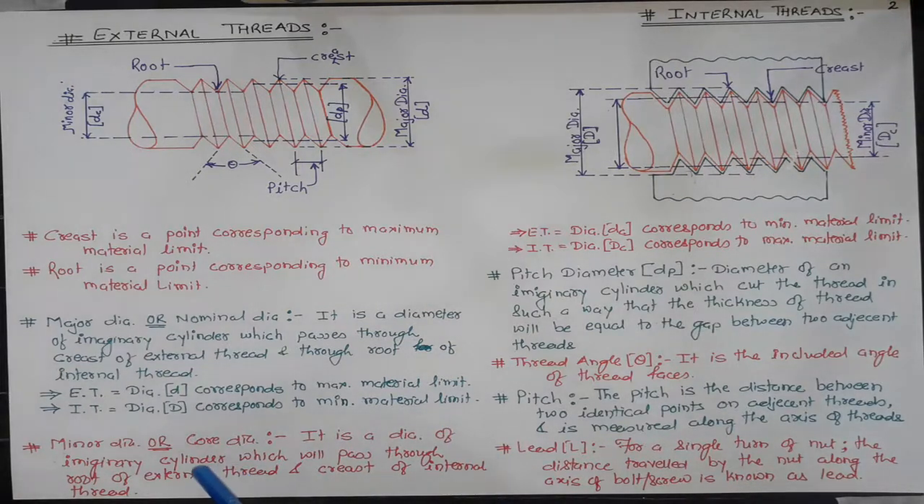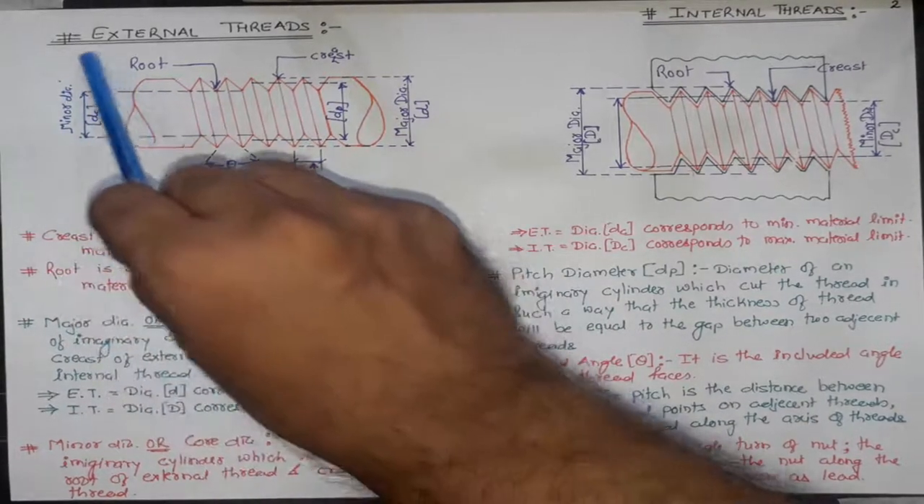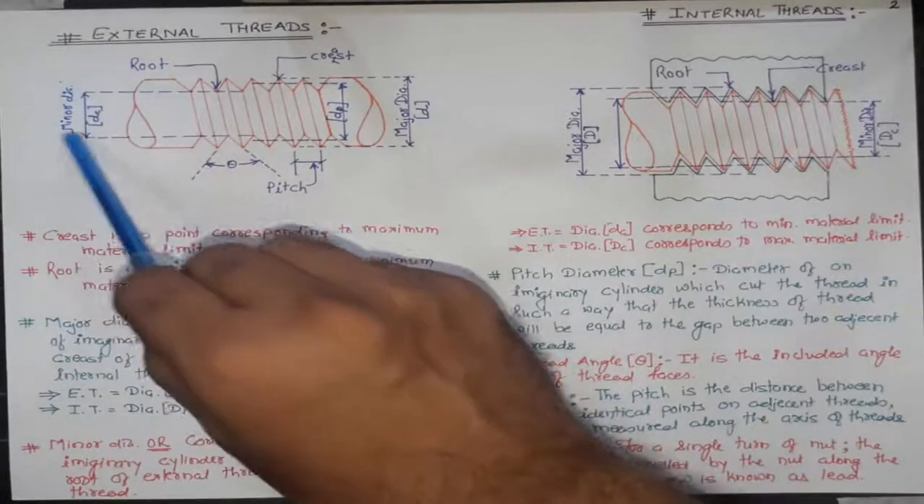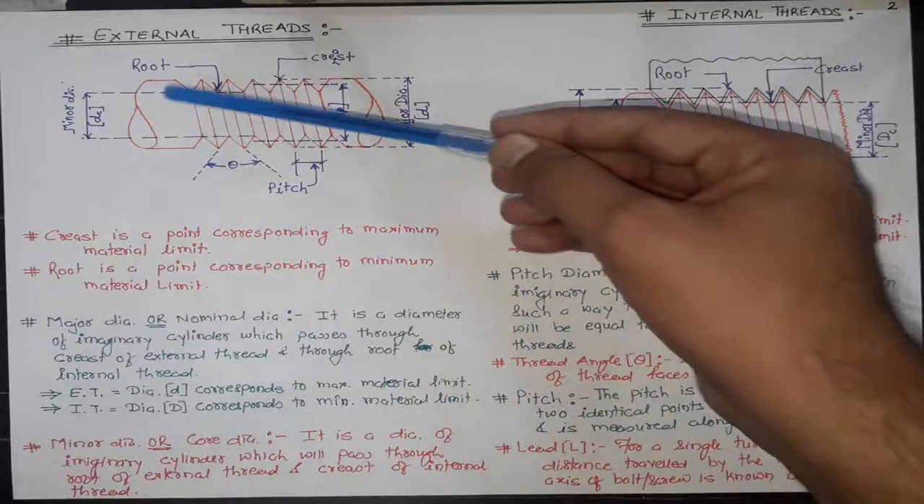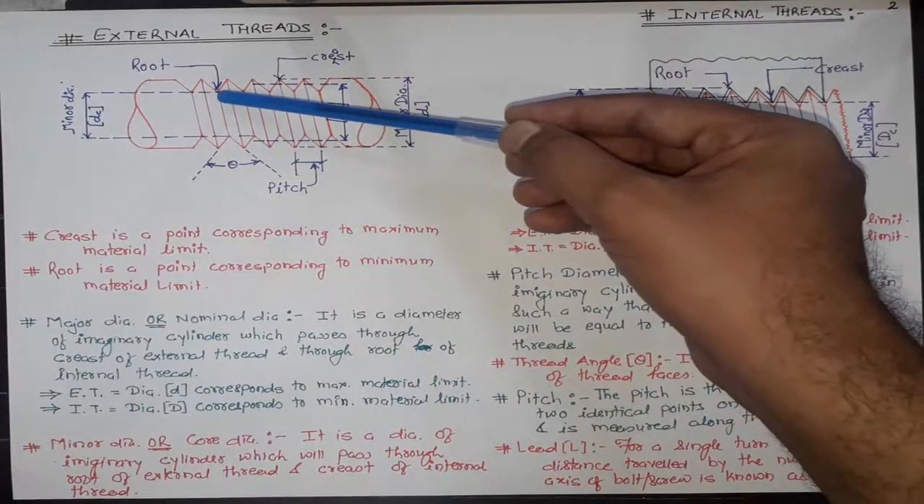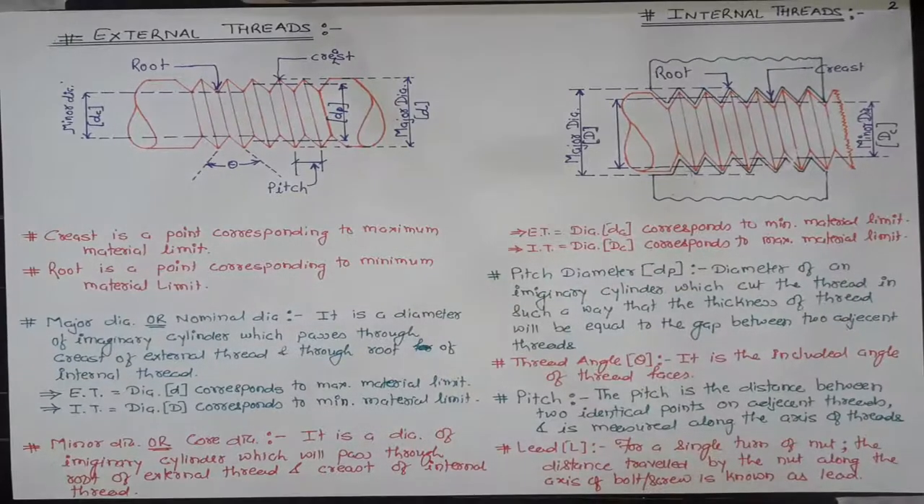Minor diameter or core diameter. It is the diameter of an imaginary cylinder which will pass through the root of the external thread. This is the minor diameter or core diameter, represented by DC. It's an imaginary cylinder passing through the root point of the external thread.